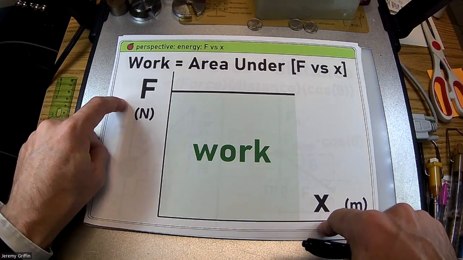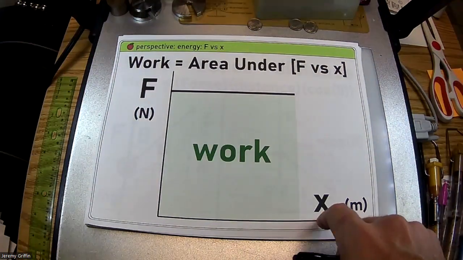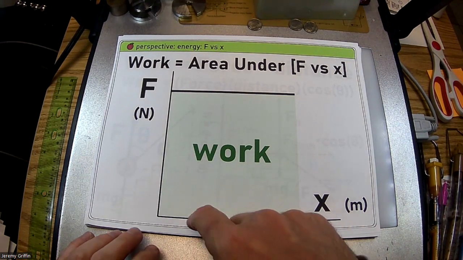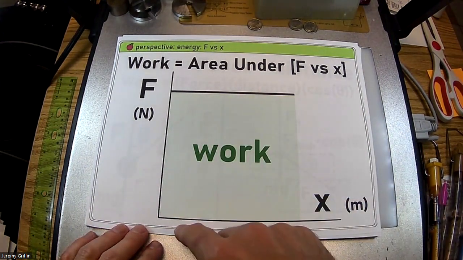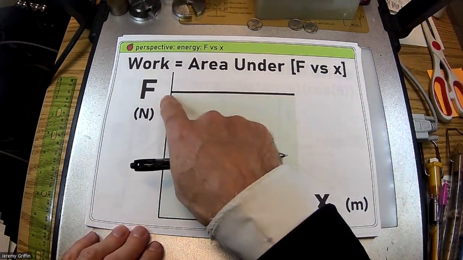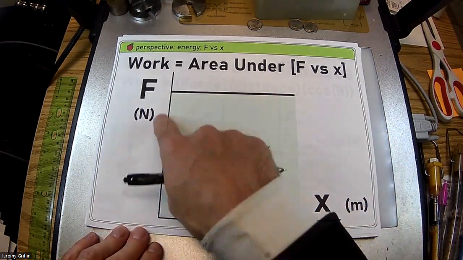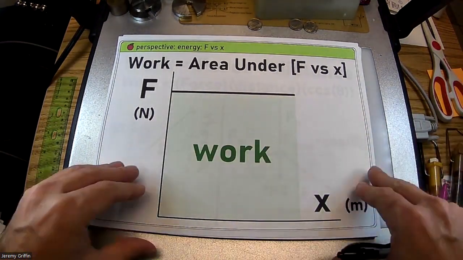Whenever you see F versus x, the first flag in my mind is, I wonder if they're going to ask some kind of work or energy question. So I wonder if this can be done with the area under the curve. If it's a constant force, then you have a rectangle shape. You just do force times distance, the area of a rectangle.